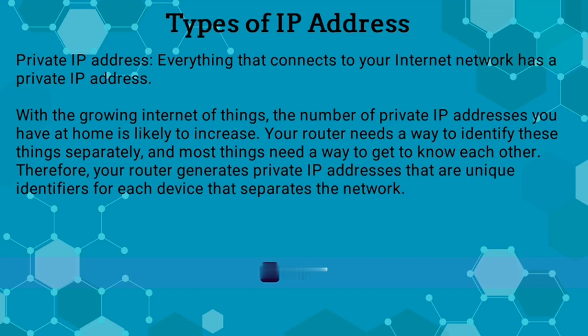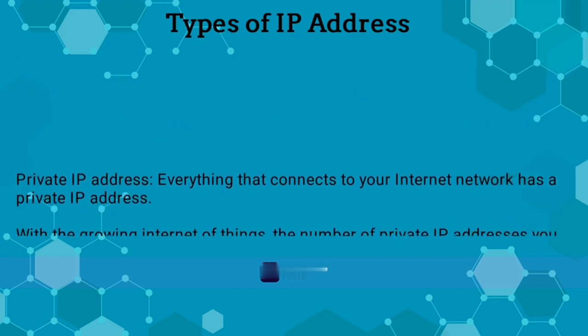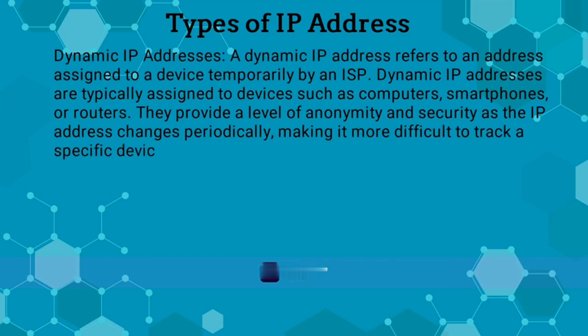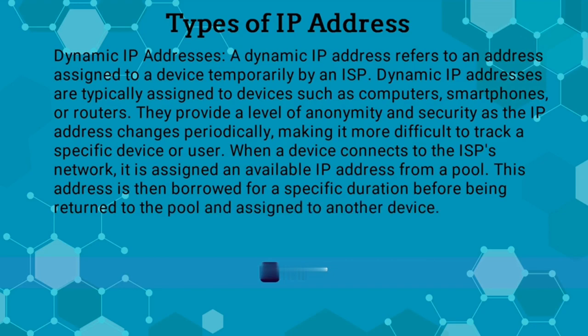Private IP address. Everything that connects to your home network has a private IP address. With the growing Internet of Things, the number of private IP addresses you have at home is likely to increase. Your router needs a way to verify these things separately, and most things need a way to get to know each other. Therefore, your router generates private IP addresses that are a unique identifier for each device on the network.